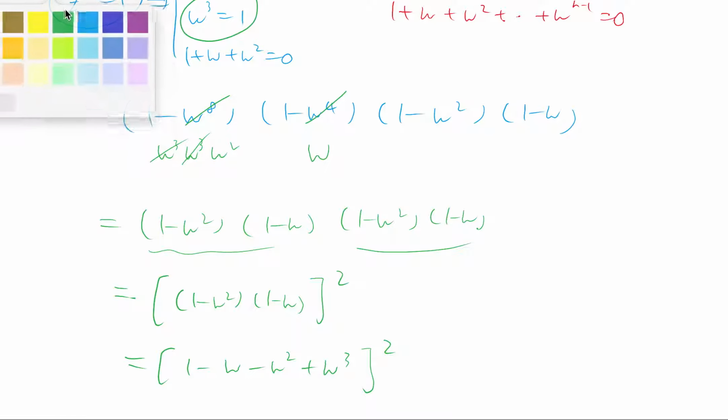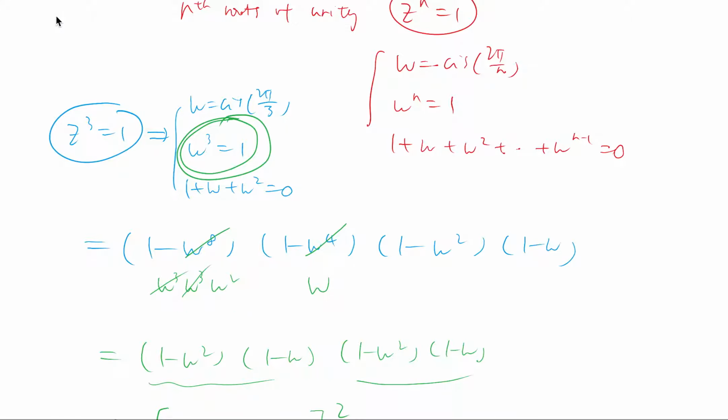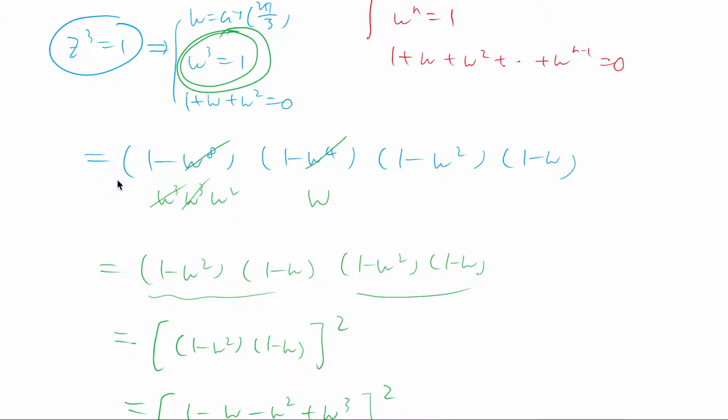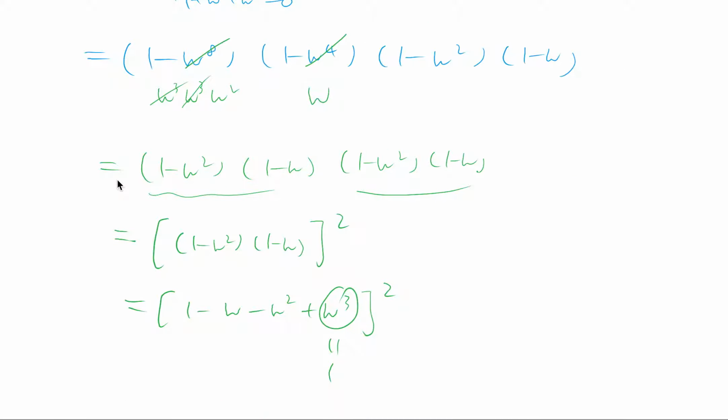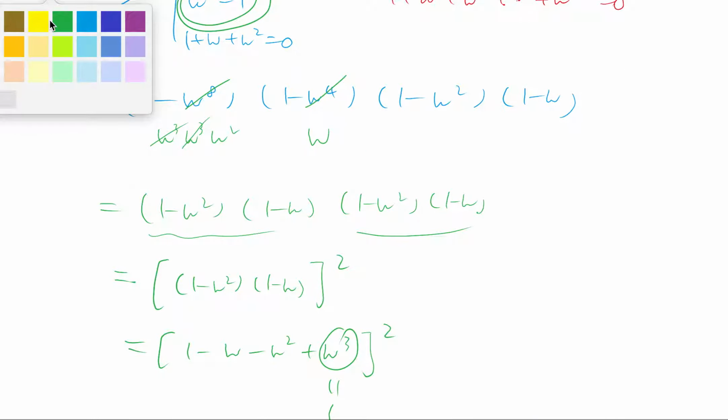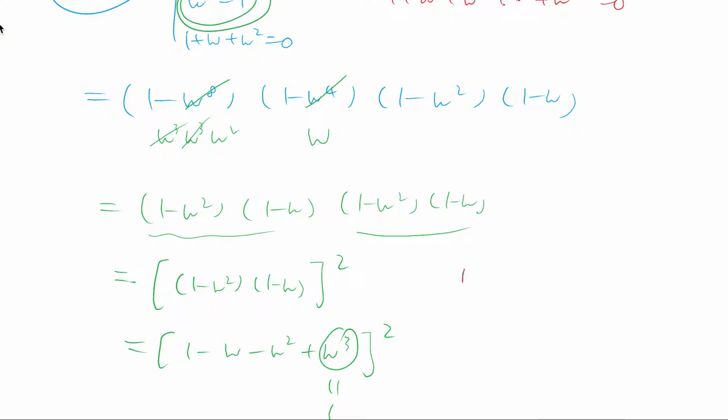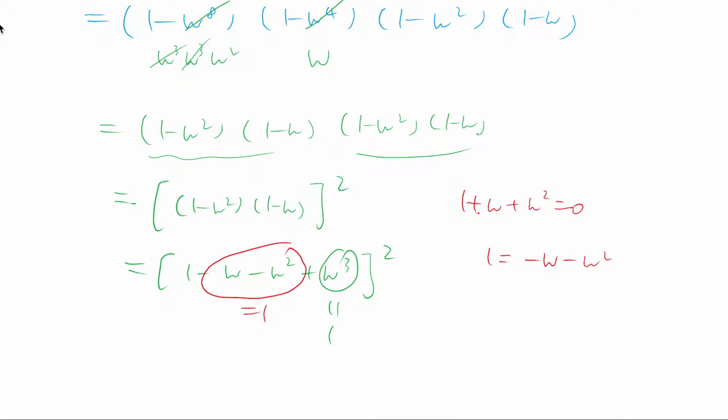Whenever you have w to the power of 3, this just immediately equals 1. We also said the sum of all the roots equals 0, so 1 plus w plus w squared equals 0. So 1 equals minus w minus w squared, so this one here also equals 1. Yeah, so you have 1 and a 1 and a 1. So that's (1 plus 1 plus 1) all squared, which is 3 squared. The final answer equals 9.